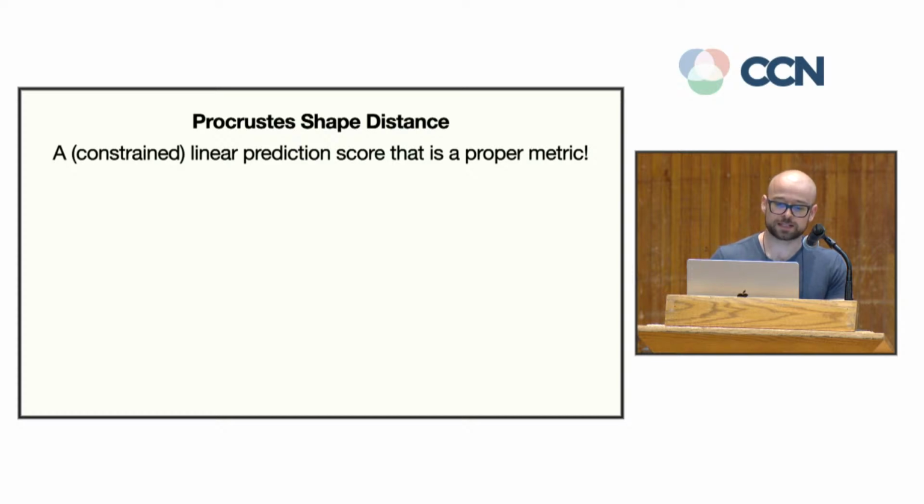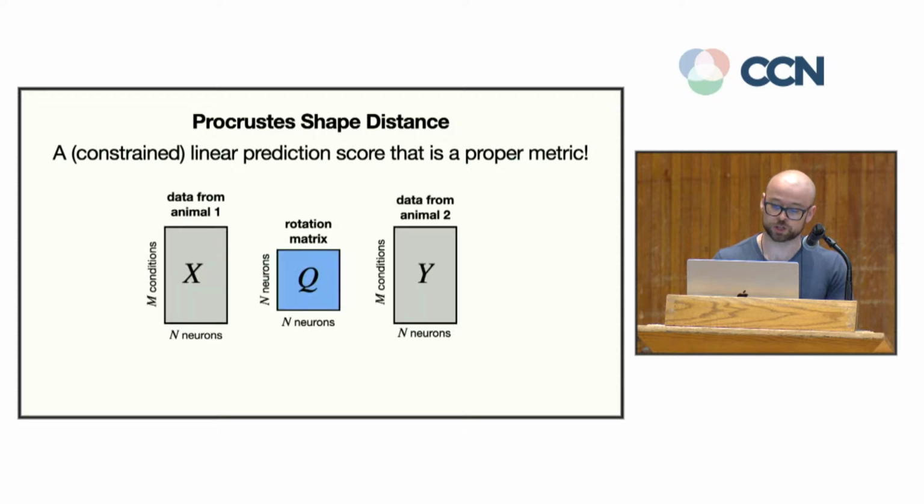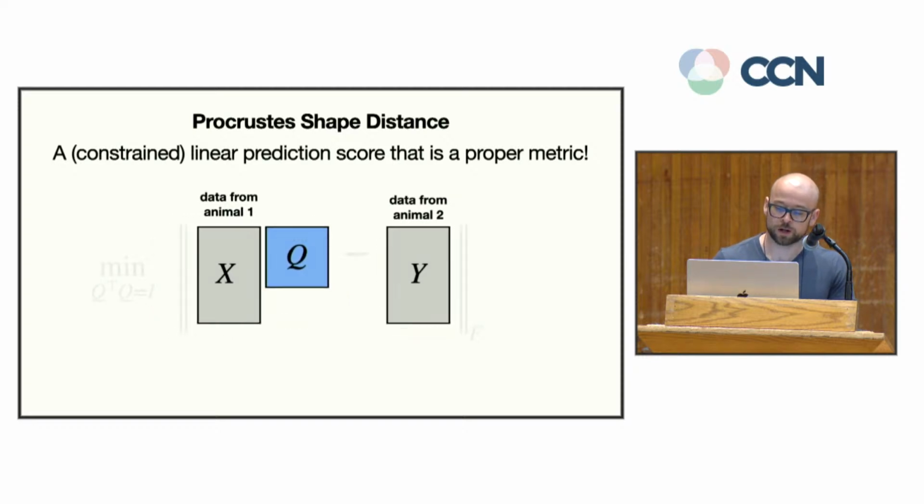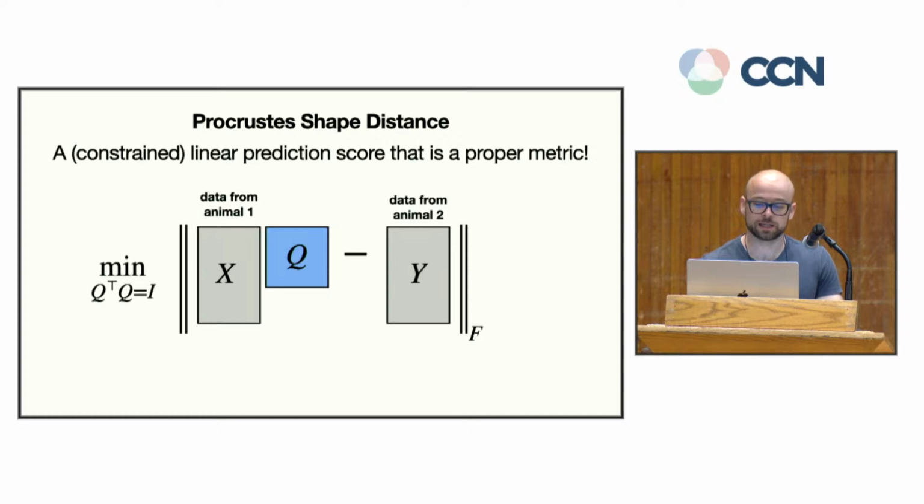And you can think about this as being a constrained linear prediction score, not unlike the R squared. So here we have measurements from an animal X and neural responses in an animal Y, these matrices that I've been showing you before. And we're going to try to fit a linear transformation that maps X onto Y, but we're going to constrain that linear transformation Q to be an orthogonal matrix, so it's a rotation and a reflection. So the overall Procrustes distance score looks like this. If you look at that, it looks very close to a linear regression, because it is.